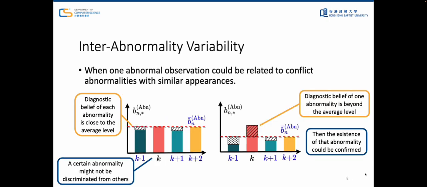Next, we consider the inter-abnormality variabilities, when one abnormal observation could be related to conflicting abnormalities with similar appearance, such that the diagnostic belief of each abnormality is close to an average level. Then a certain abnormality could not be discriminated from others. And if the diagnostic belief of one abnormality is beyond the average level, then the existence of that abnormality could be confirmed.